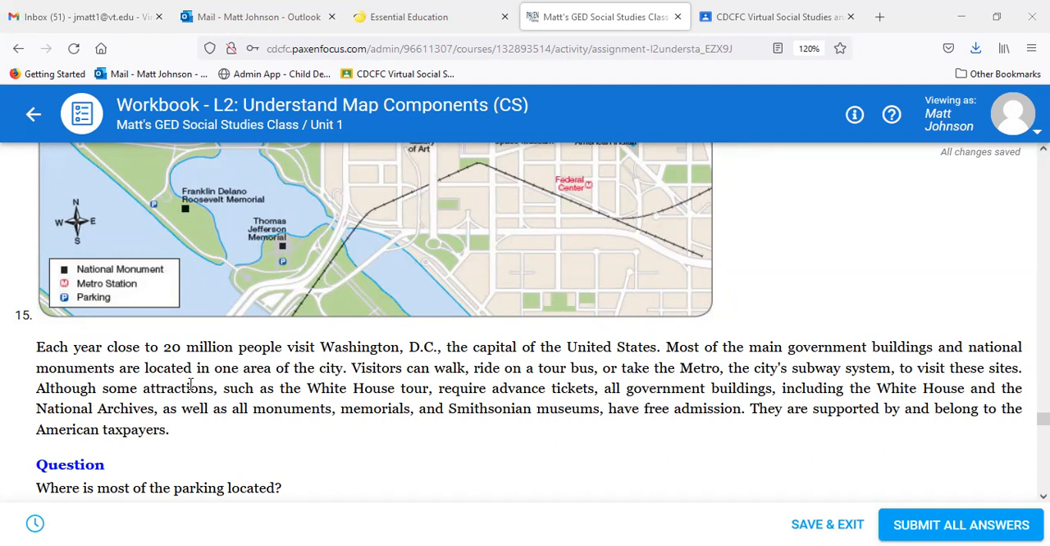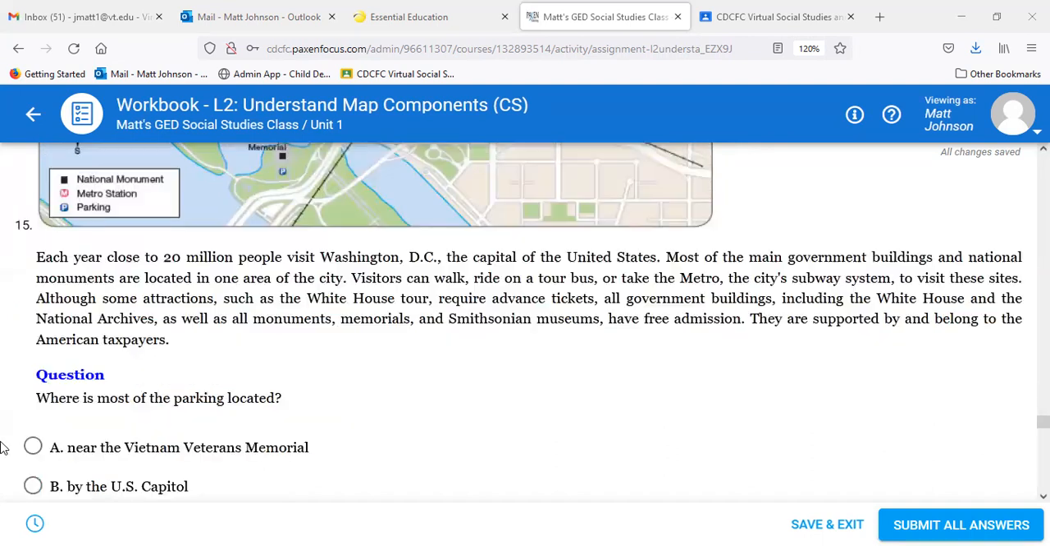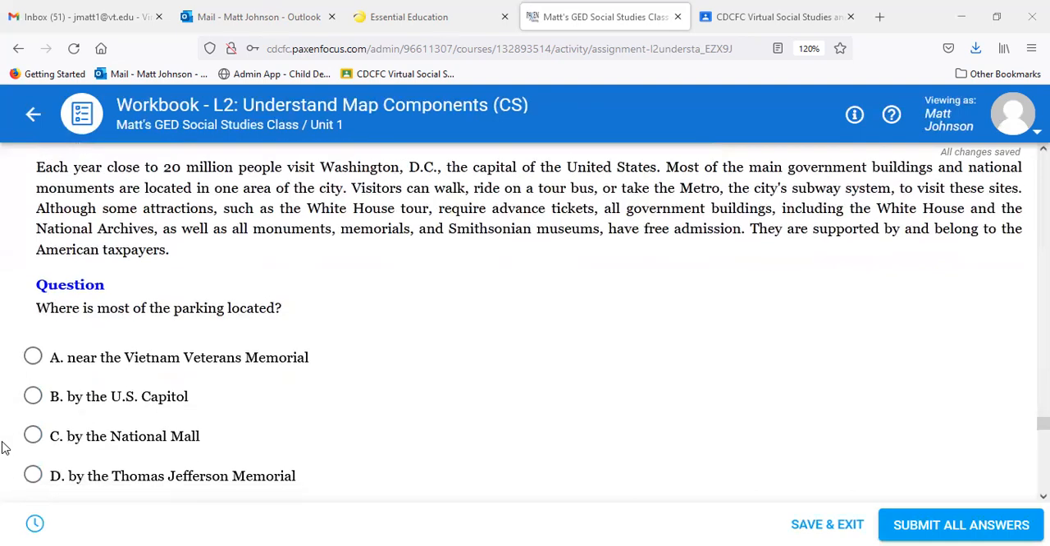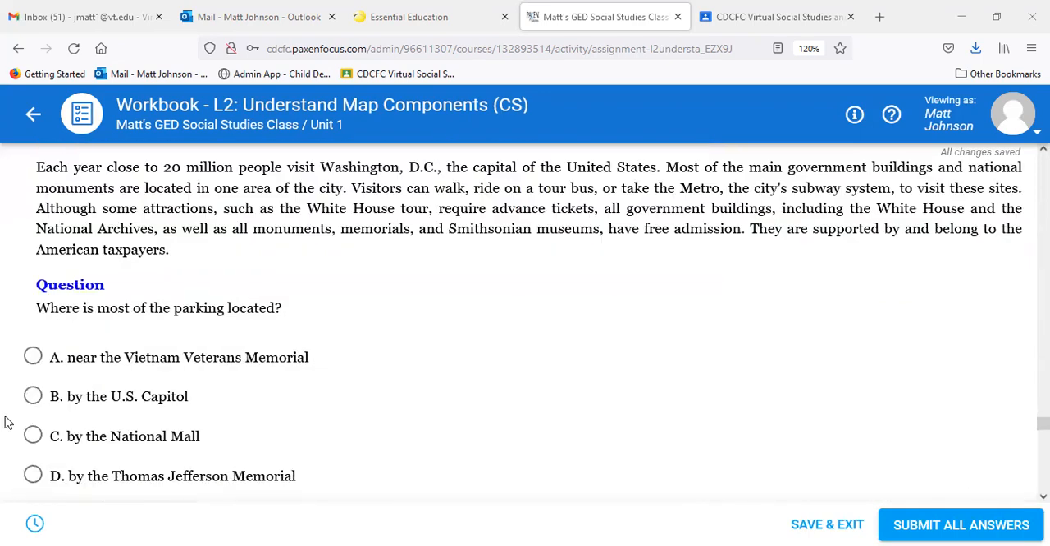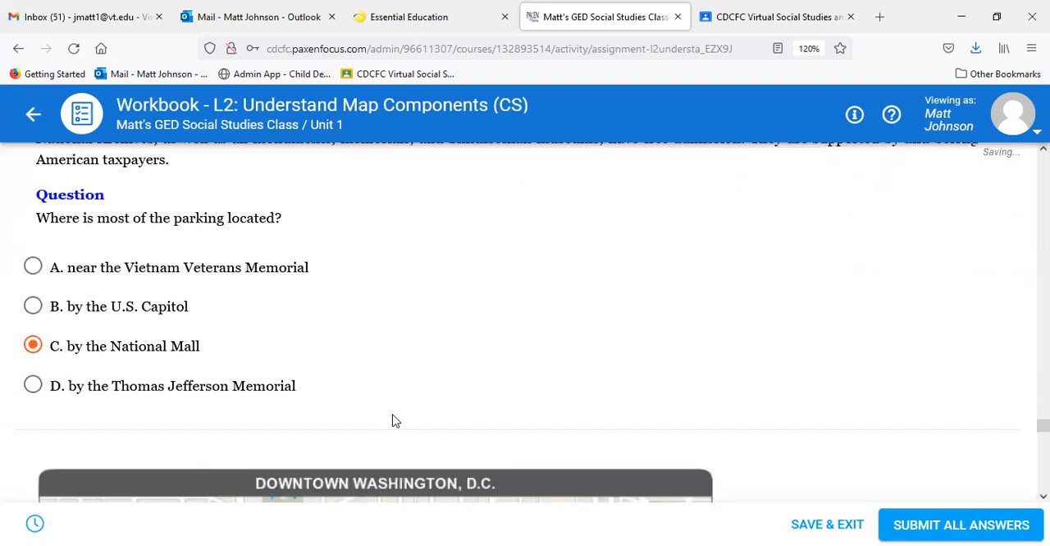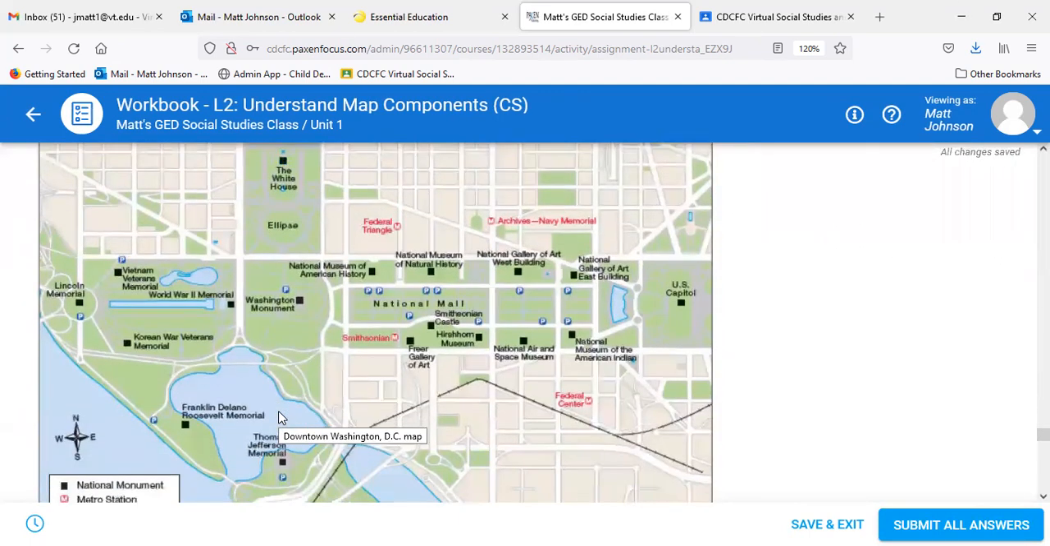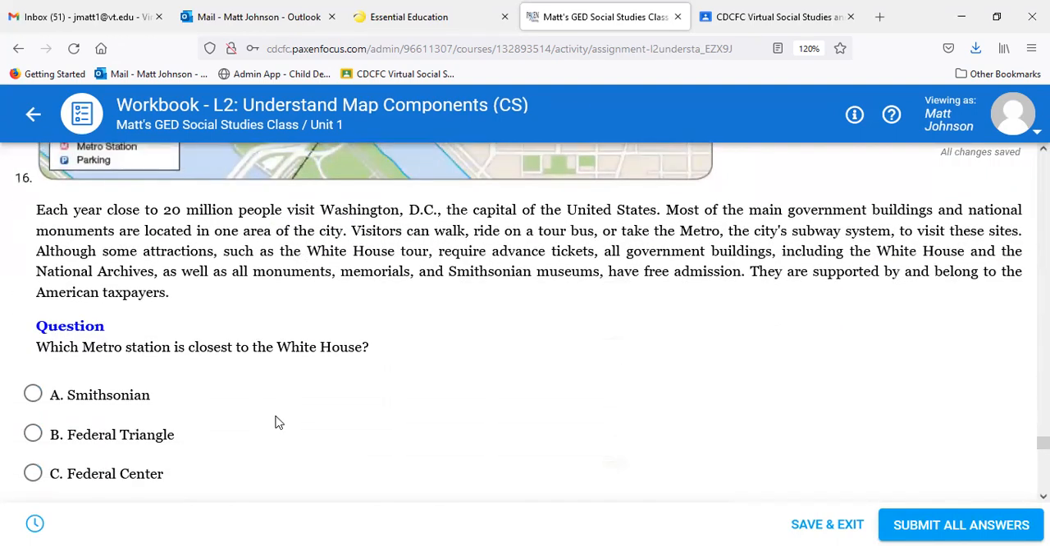They are supported by and belong to the American taxpayer. So if we look at the map, where is most of the parking located? The National Mall. Yep, it's all along the National Mall, right? Parking. Good luck trying to get a parking spot there. But if you're looking for it, that's where most of your parking is going to be. So C, by the National Mall. And 16, downtown Washington again.